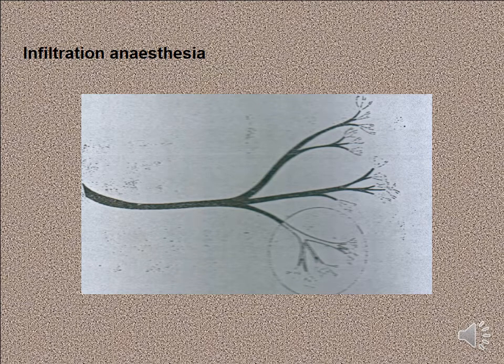We have two types of injectable anesthesia. The first one is infiltration anesthesia, and the second one is block anesthesia. The infiltration technique gives anesthesia for the nerve end only, not for the trunk or the branch of the nerve, only the nerve end is anesthetized. This technique is very simple and widely used in dental surgery.